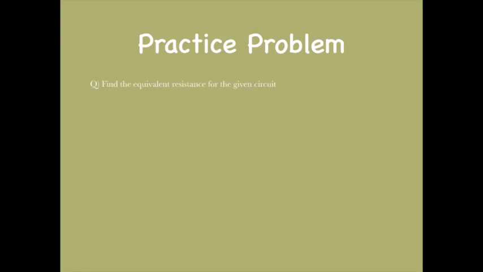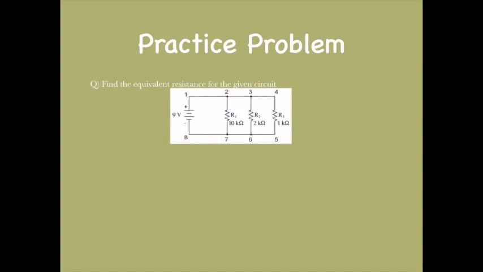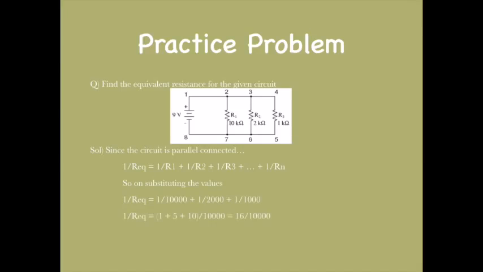Here again I have a similar circuit with different values of R. So again I have 3 parallelly connected resistors. So I'll be using this formula again, and when I substitute the values of R1, R2 and R3, I get 1 by R equivalent to be 16 by 1000. Sorry, 16 by 10,000. So my value of R equivalent is 625 ohms. Fine.